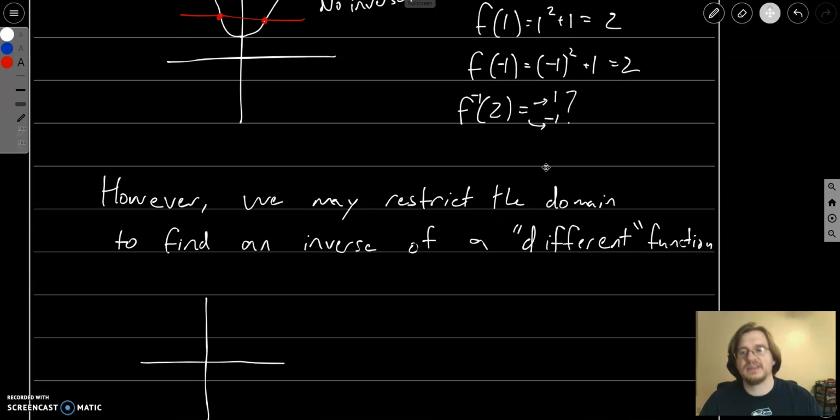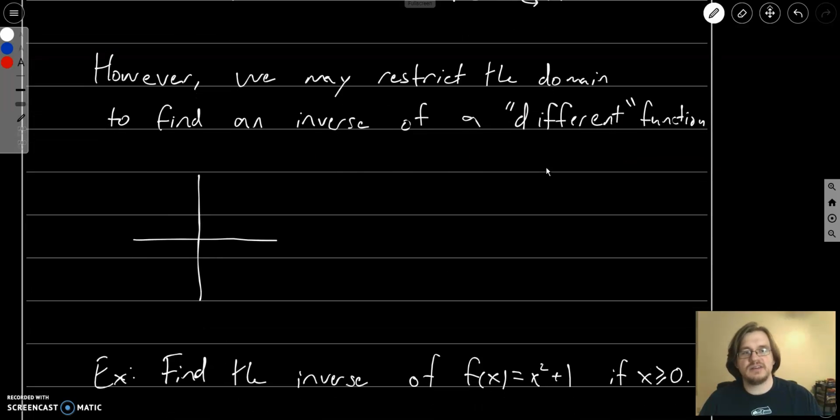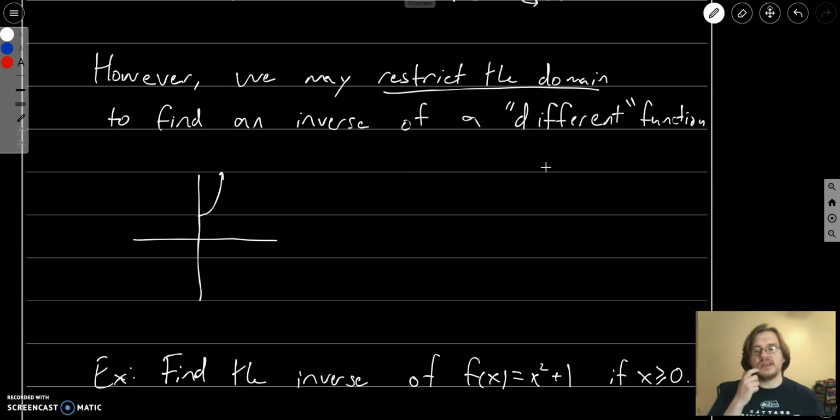But what about if we do the same function, but we only drew half of it? So we restrict the domain, meaning the domain is all of the x values that we can plug into the function. So when we're looking at all the x values, let's just restrict ourselves to the positive x values. And when we plug those in, we get this function that is just half a parabola.